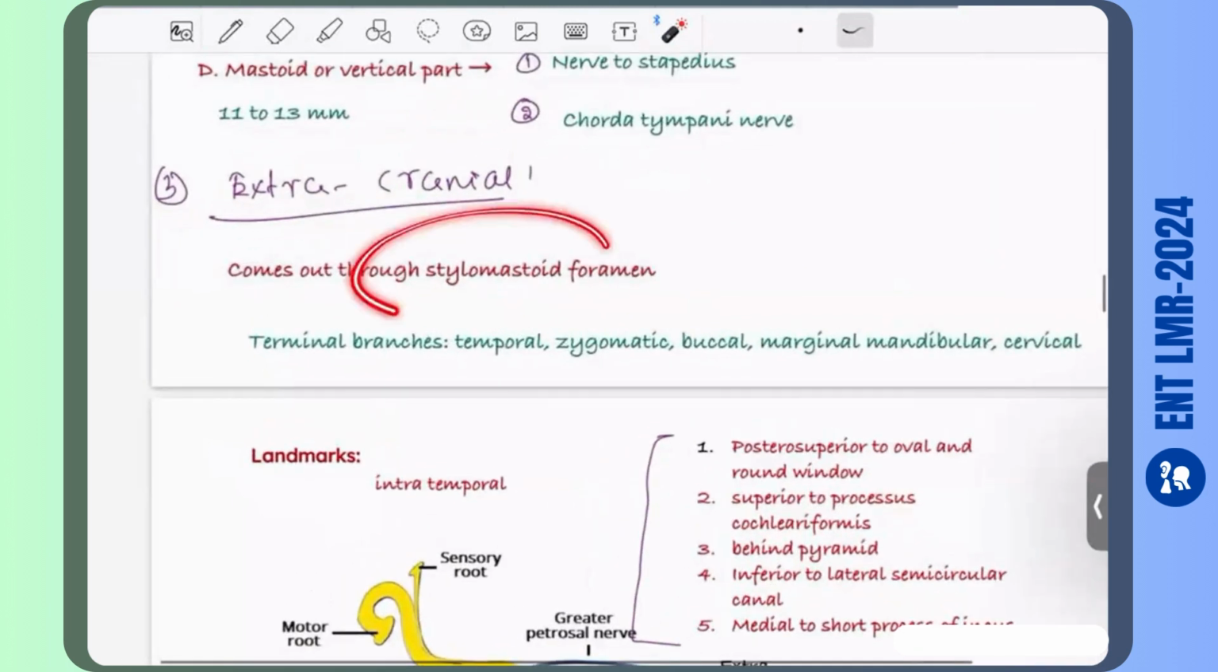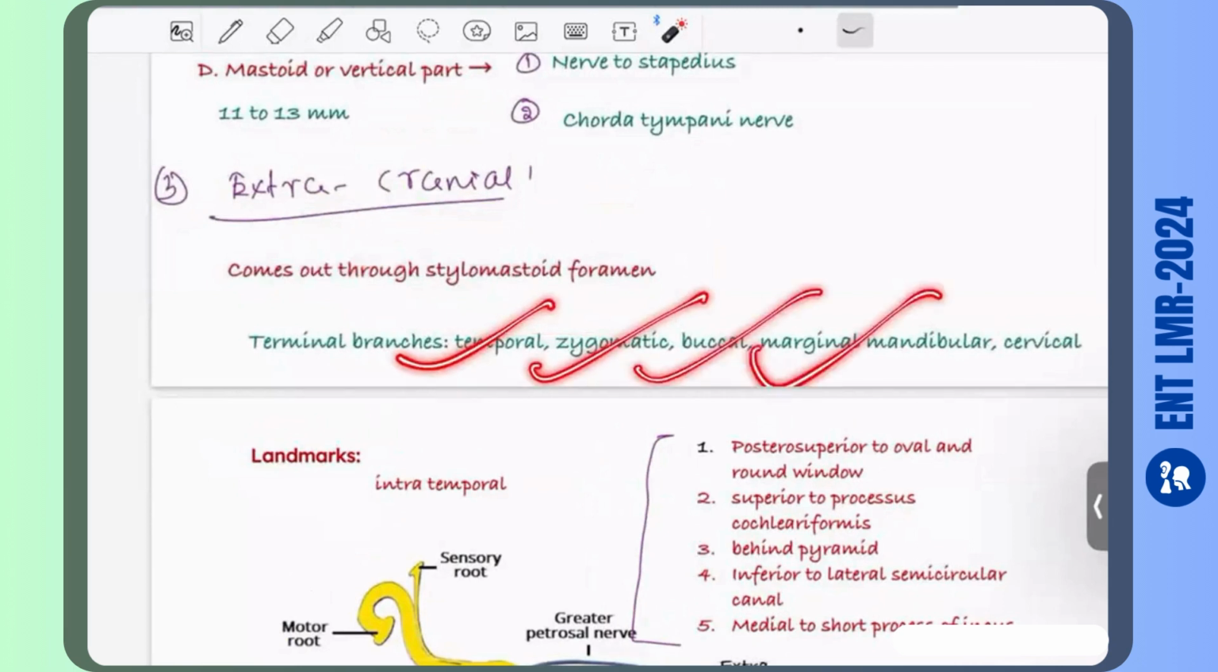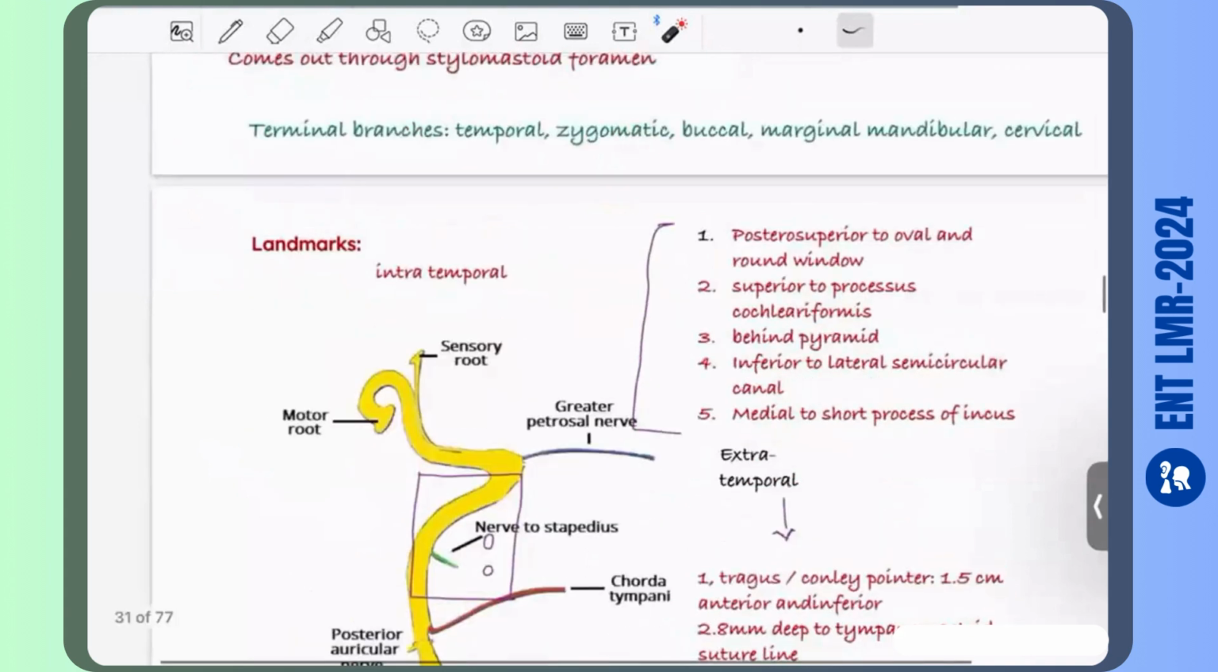First, it comes out of the stylomastoid foramen. The terminal branches are temporal, zygomatic, buccal, marginal, cervical. The mnemonic for this is 10 zebras bit my cat. Okay. T for temporal, zygomatic, buccal, marginal mandibular, cervical. Clear? So what are the landmarks for the facial nerve?